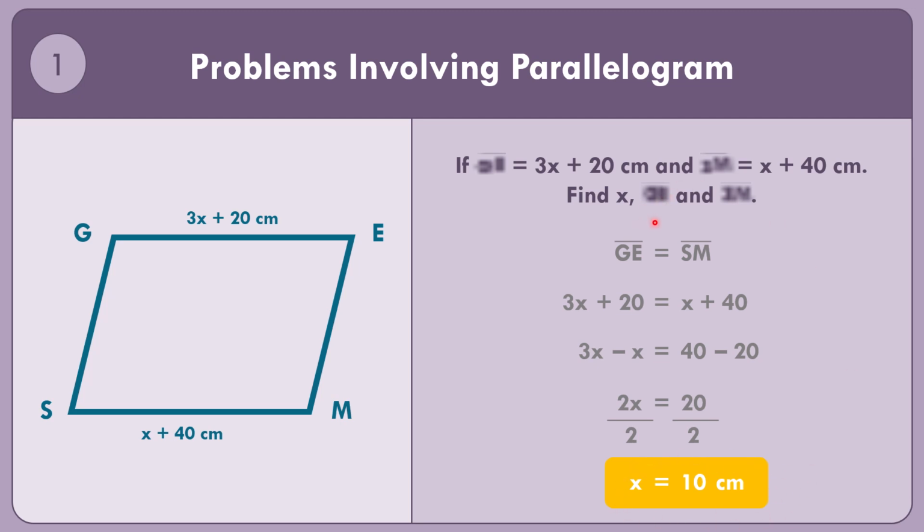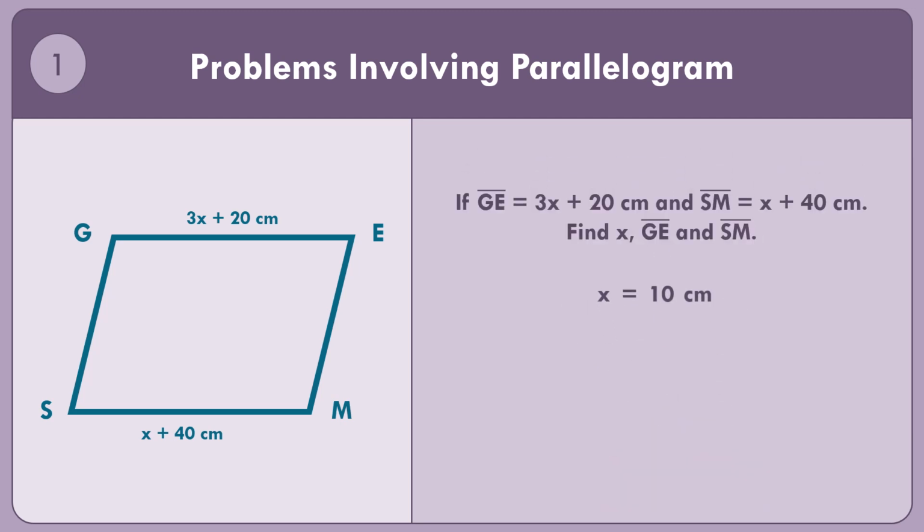Right now, let us identify segment GE. Segment GE is equal to 3x plus 20 centimeters. Let us copy 3x plus 20 and replace the value of x by 10. So that becomes 3 times 10 plus 20. 3 times 10 is equal to 30, plus 20. Segment GE is equal to 50. The unit is centimeter, so that is 50 centimeters.